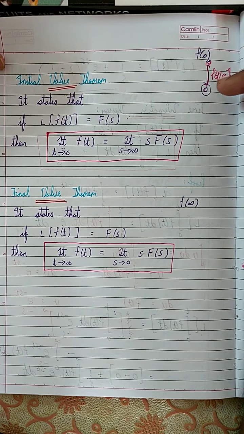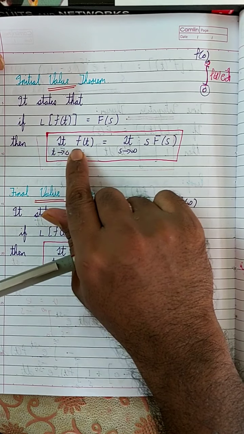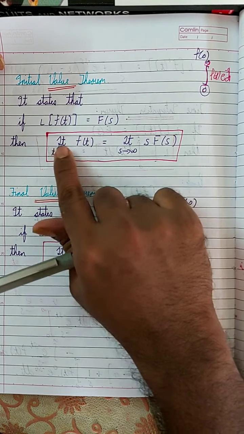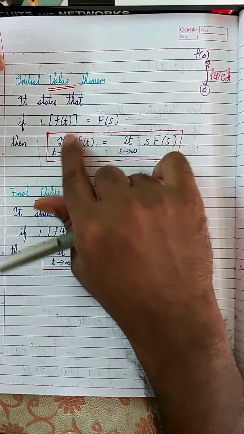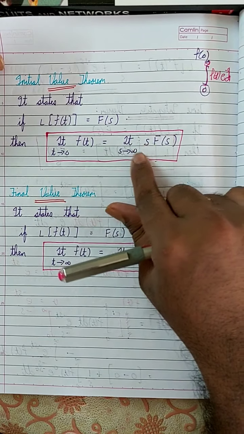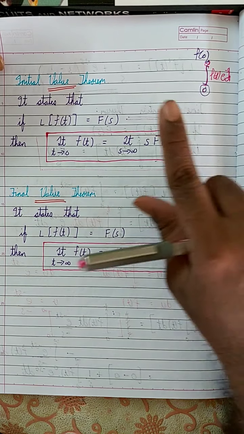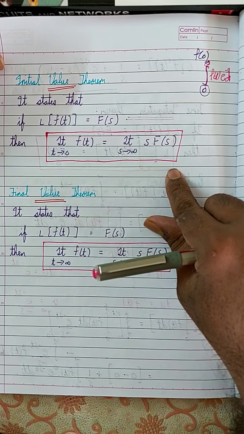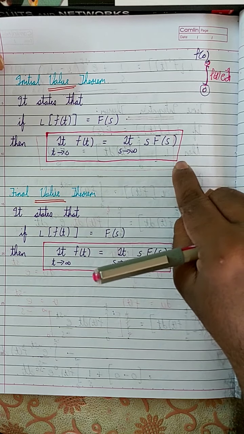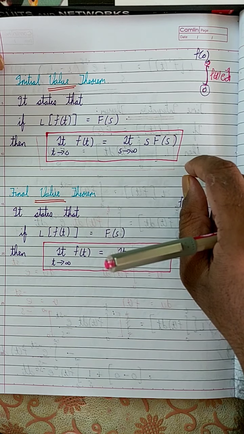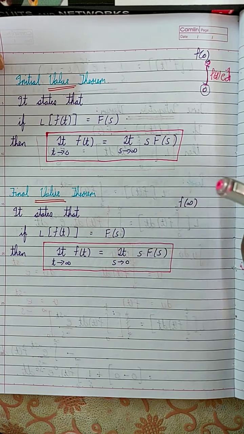If you want to find the initial value, all you need to do is apply this equation. That is, limit as t tends to 0 of f of t, which is f of 0 itself, the initial value, is equal to limit as s tends to infinity of s into F of s. That means you find F of s, multiply that F of s with s, and then substitute the value of s as infinity. But before substituting s as infinity, you need to make some slight modification to the signal. Otherwise, you will get the value as infinity or not defined.